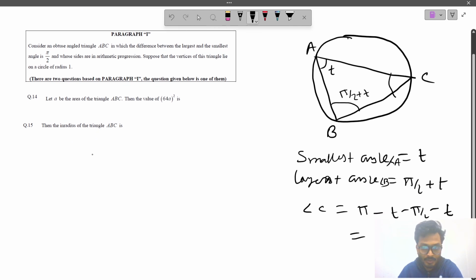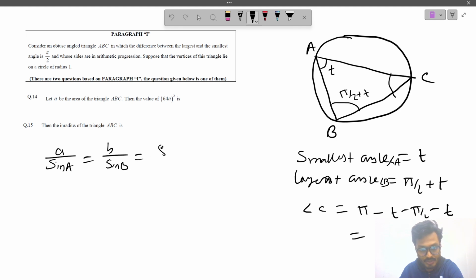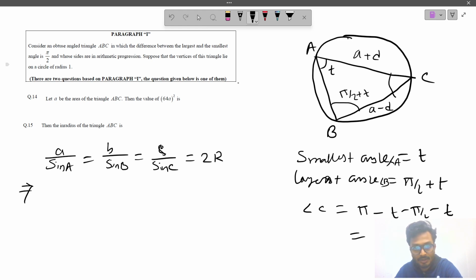Now we know that for a triangle ABC, a by sine A equals b by sine B equals c by sine C equals 2r, where r is the radius of the triangle's circumcircle. Since the three sides are in arithmetic progression, in front of the smallest angle the side will be a minus d, and in front of the largest angle the side will be a plus d, and the middle side will be a. It is also given that the radius is 1.